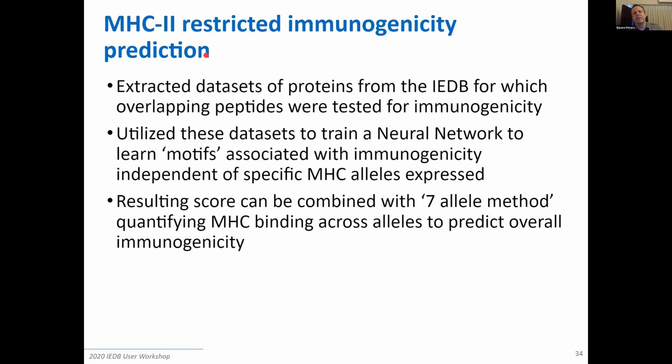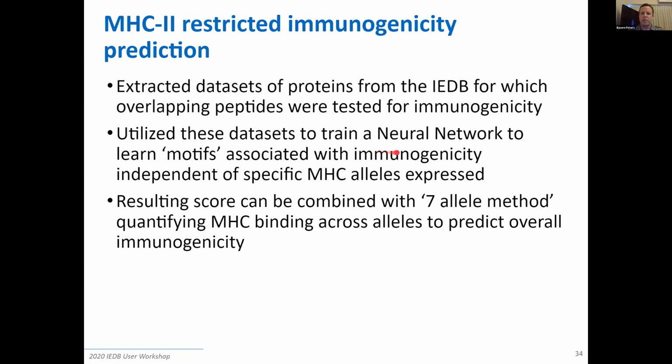Similar to what we did for class 1, we identified what epitopes are known in the IEDB, and we used sets of proteins that were tested consistently, where overlapping peptides were tested for immunogenicity, to have a really clear yes, no, no, no, no, yes, no, no, no, yes kind of pattern overlapping whole proteins, which we found to be more comparable when assigning this training set.